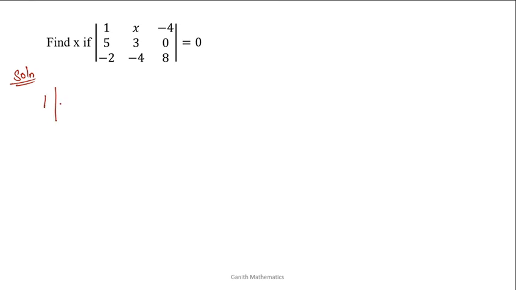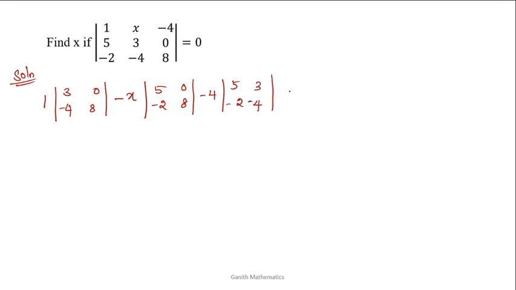1 into determinant of this matrix, which is 3, 0, minus 4, 8, and put a negative sign in the second element. Eliminate the respective column and row. You will get 5, 0, minus 2, 8. And for the third element, it is minus 4 into, eliminate the respective row and column, you will get 5, 3, minus 2, minus 4, right? And we know that this is equal to 0. So when you make this equal to 0, you can find the value of x, right?